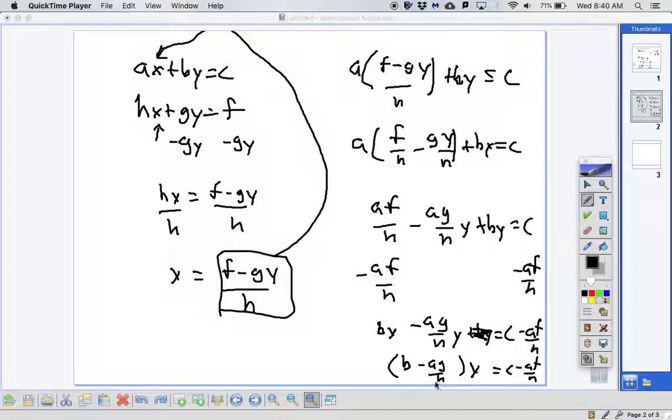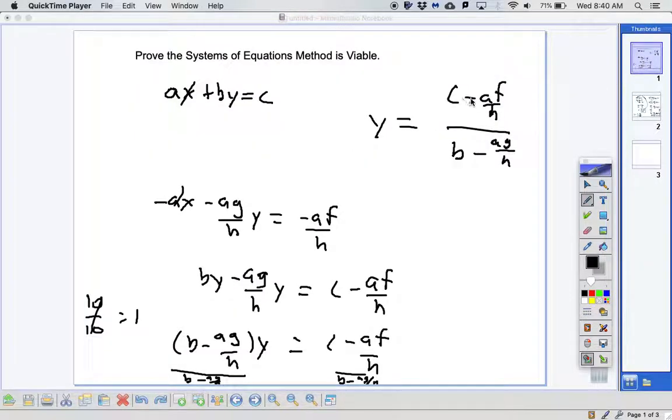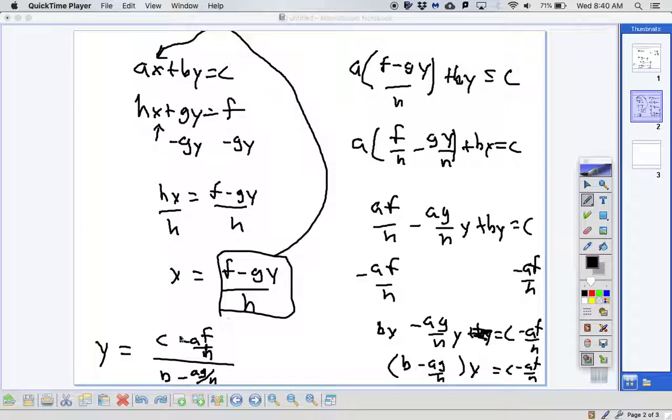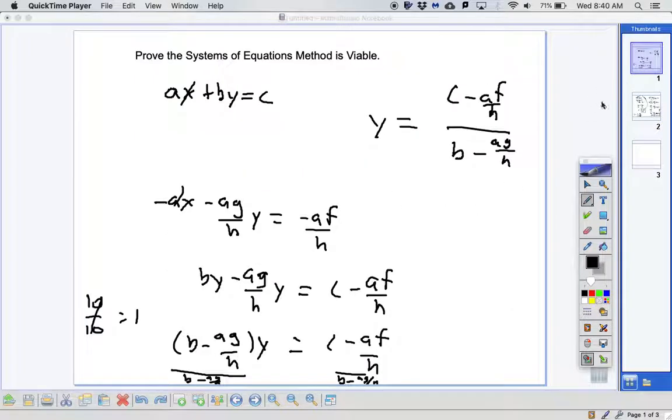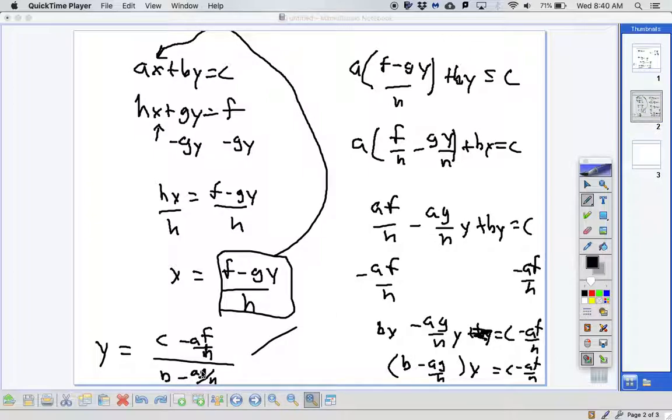Now the last step is we got to divide both sides by this. And you're going to end up with, when you're done dividing, the numerator will be c minus af over h. And the denominator is going to be b minus ag over h. Now if we go back and look at what we had y equal to before, we had c minus af over h, and the denominator was b minus ag over h, and look what we have, b minus ag over h.